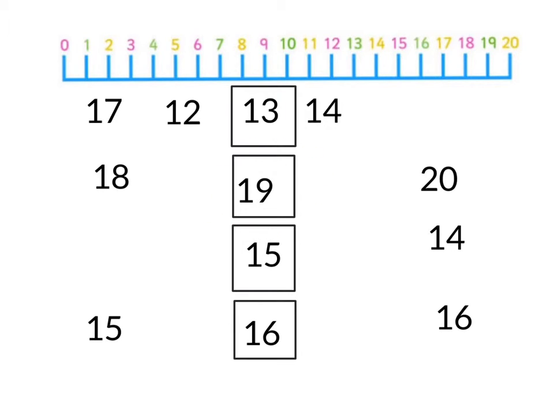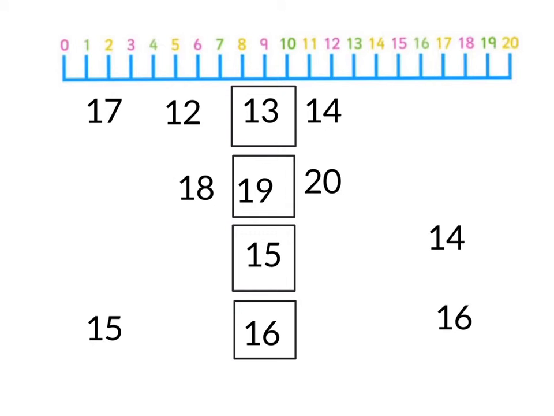19. Here's 19 on my number line. The number before 19 is 18. That is 1 less than 19. And the number after 19 is 20, because 19 plus 1 equals 20.